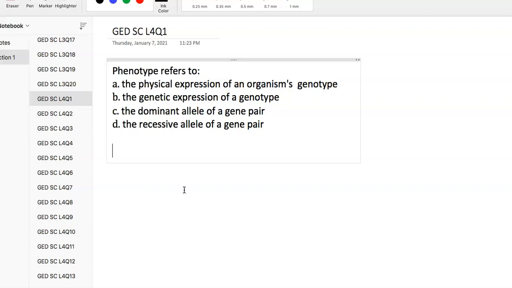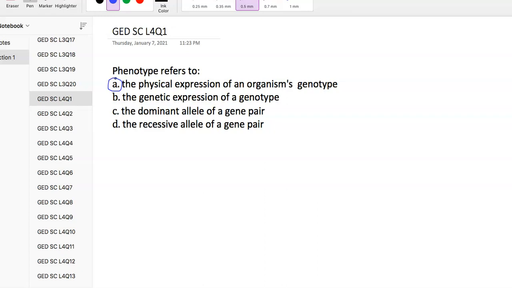All right, so let's go ahead and jump into our test. So question number 1 is on phenotype. They want to know, what does phenotype refer to? And the phenotype is the physical expression of an organism's genotype.